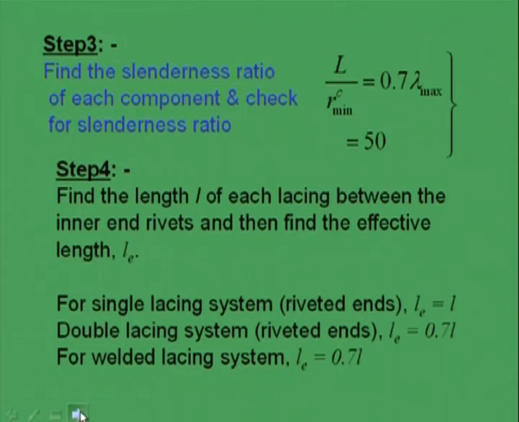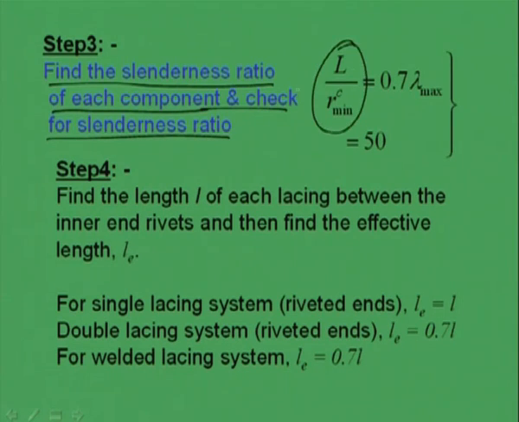So, the dimensions of different aspects we found. Next we have to find out the slenderness ratio of each component and check the slenderness ratio. We will find out L by r_c minimum, and see whether it is less than 0.7 lambda max or 50, and we will take the minimum one.